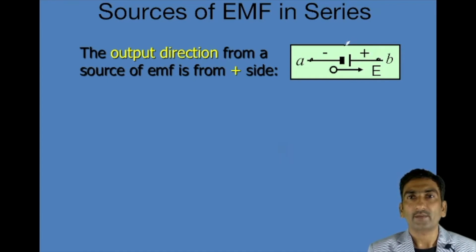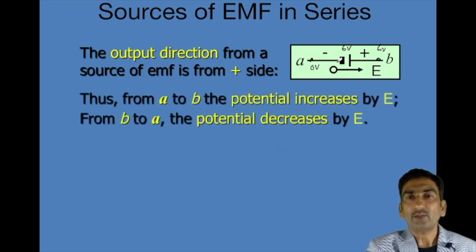Let's say if the potential is 6 volt here, so at point A you can say it's 0 volt and here it's 6 volt, right? So simply what happened, from A to B the potential increases, and from positive to negative the potential decreases here, right? So you have to keep that in your mind.